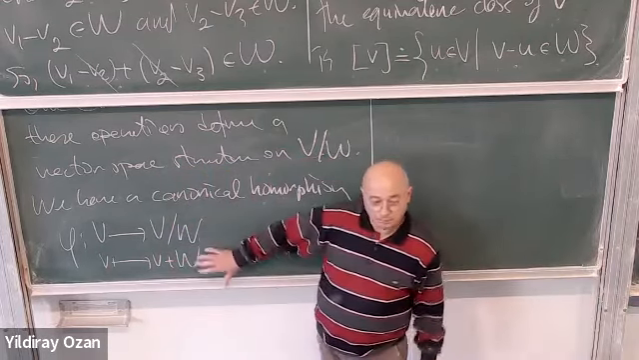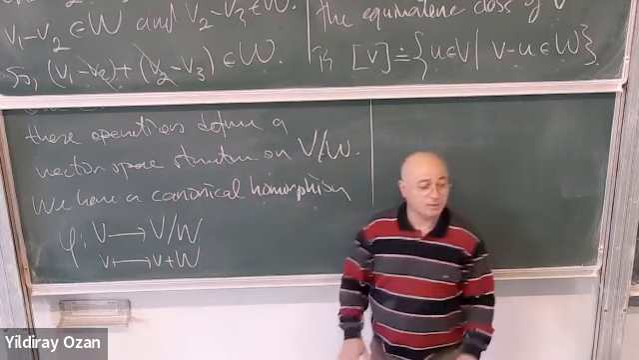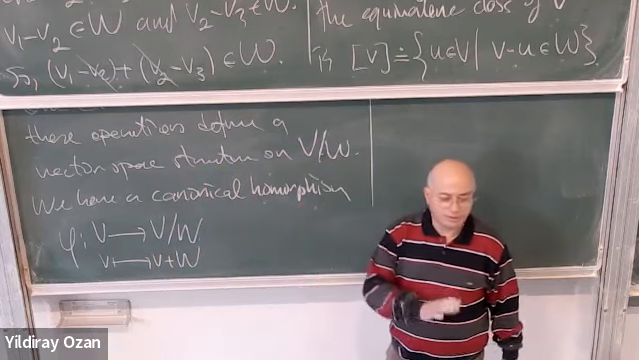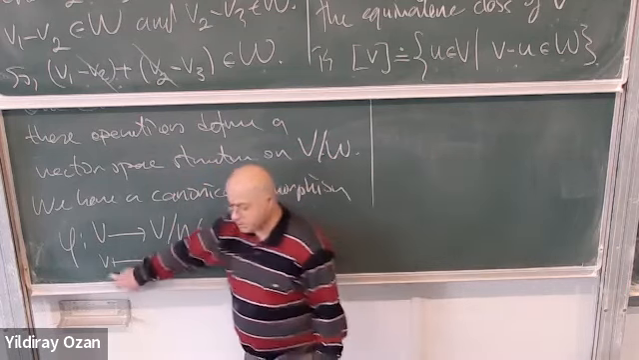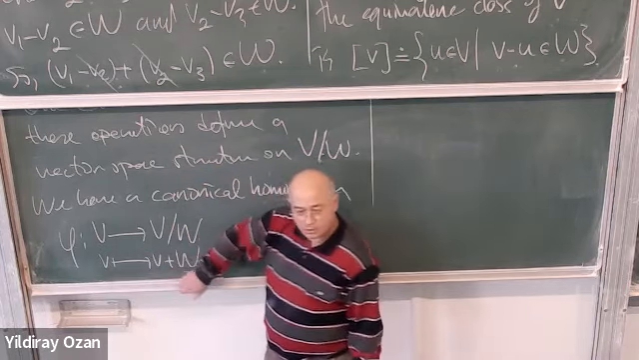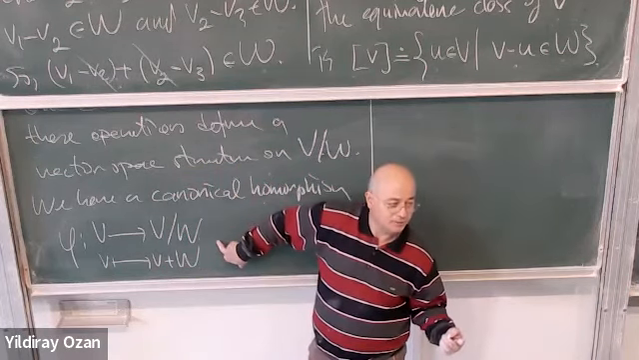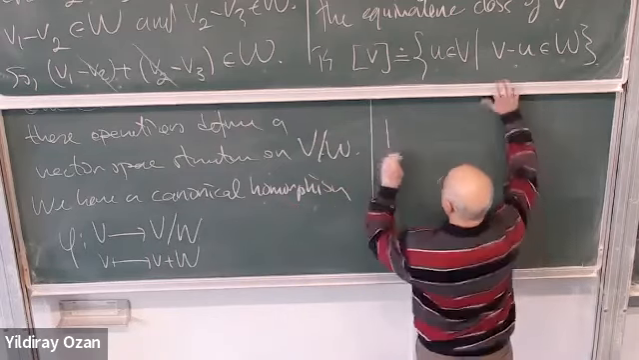The claim is that this is a canonical homomorphism. Is it an isomorphism? No, because it is not one to one. It takes everything in W and sends it to zero. Anything in W goes to W, but W is represented as the zero element here. So what is the kernel of this map?